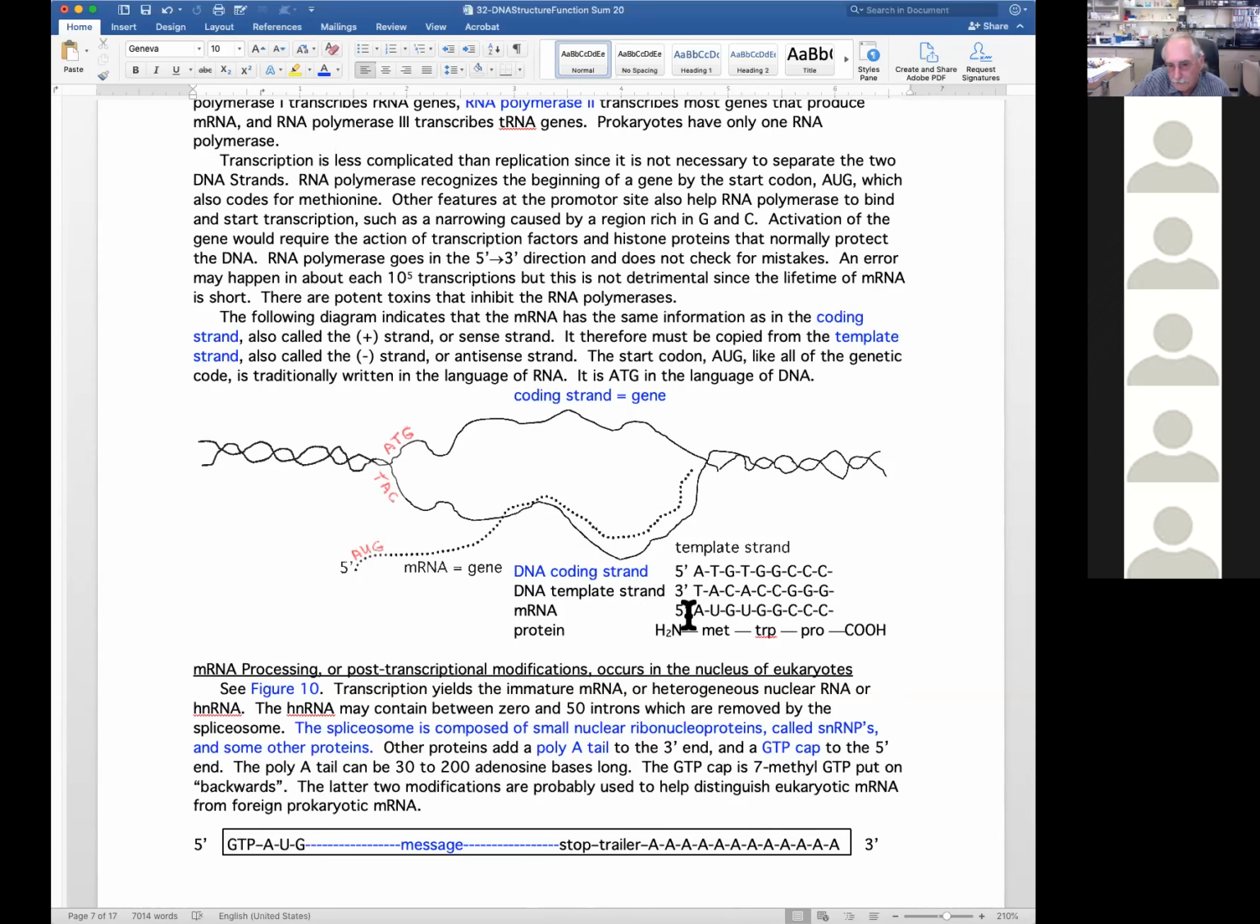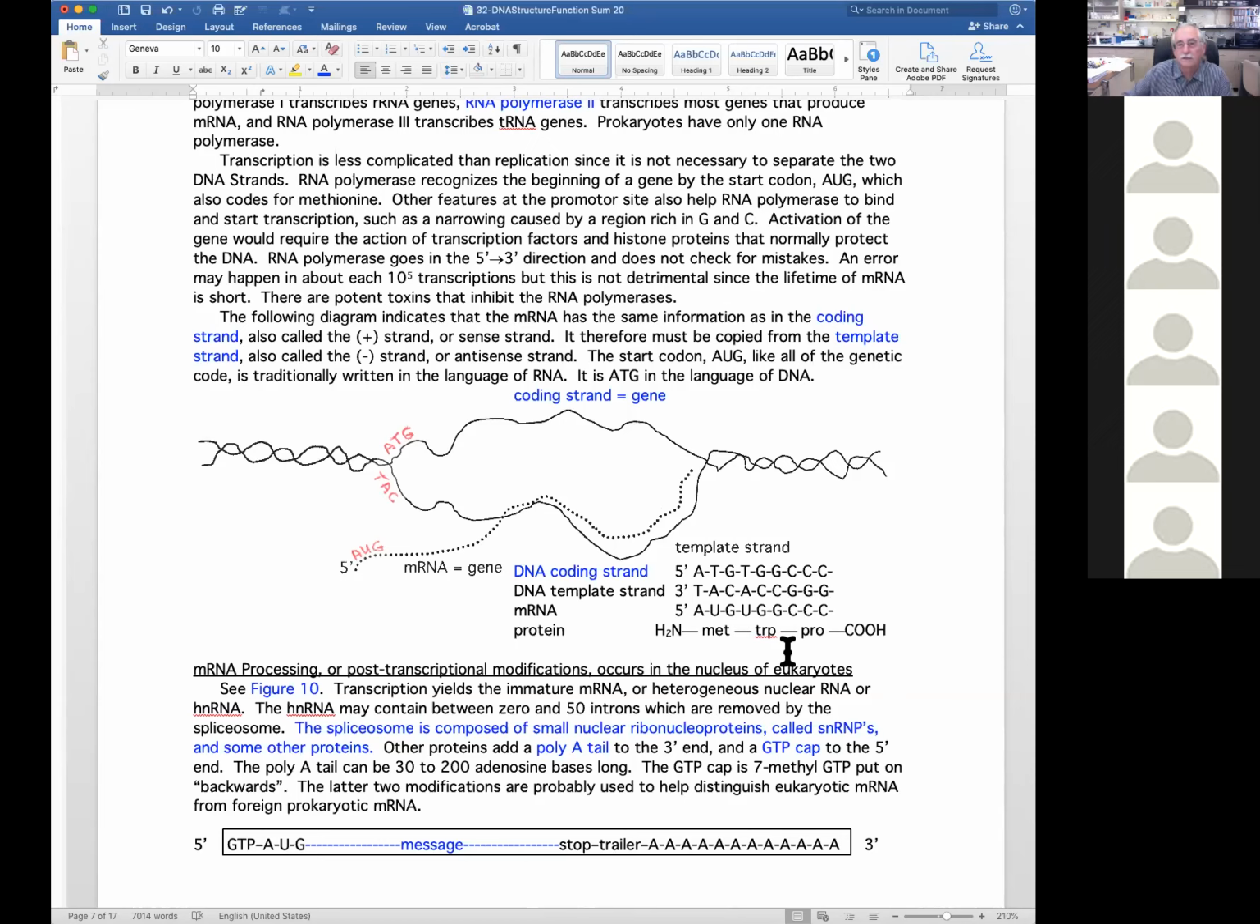You see how the messenger RNA was made complementary to the template strand so that it would contain the same information as the coding strand. And then, how does this get translated into protein? By the ribosome. Well, AUG codes for the amino acid methionine. UGG codes for the amino acid tryptophan. CCC codes for the amino acid proline.